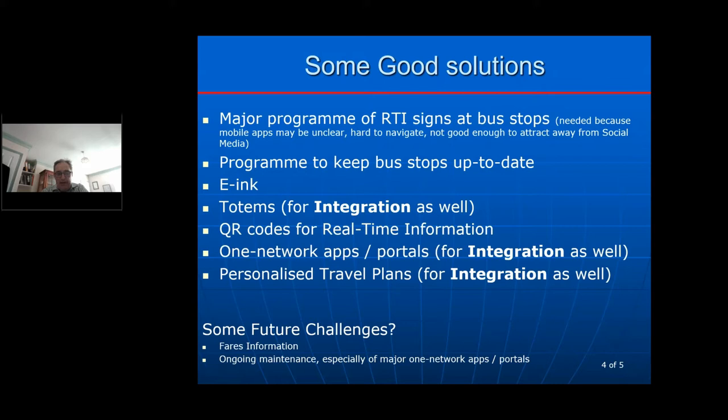Needed, why? Well, needed because the mobile apps may be unclear, may be hard to navigate, and this is an important issue as well, may not be good enough to attract users away from social media. So that is a response of many authorities. And of course, you need a program of those. You need a program as well to keep the printed information at bus stops up to date. So that needs to go in the plan, and some authorities have definitely got that, not just an aspiration, but a plan itself. Another part of that package that appears in several plans is e-ink.